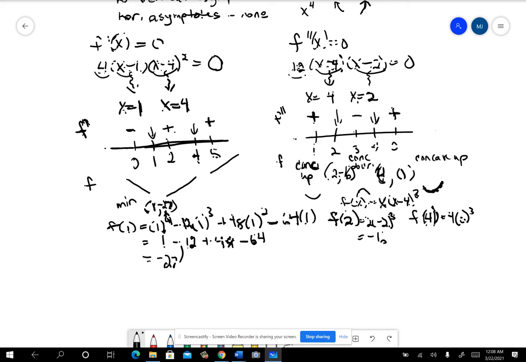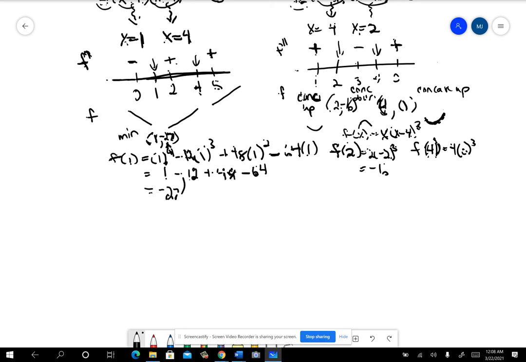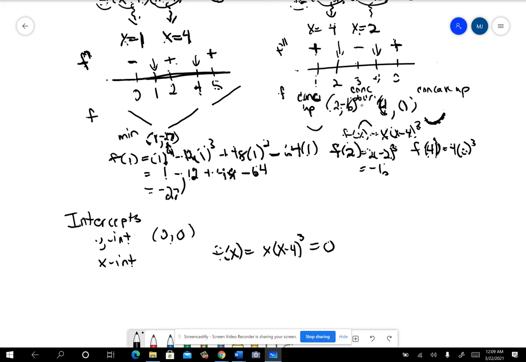We already talked earlier about asymptotes and end behavior. We know it's going to open up on both ends, and there are no asymptotes. And then for intercepts, I usually find these first, but I'm trying to follow the guidelines. For the y-intercept, you're looking for 0, something. So you plug in a 0 everywhere there is an x, which means you're going to get a 0. For the x-intercepts, I'm going to take the f function, x times x minus 4 to the third, and set it equal to 0, which means this would be 0 or this would be 4. So the x-intercepts are at (0, 0) and at (4, 0).